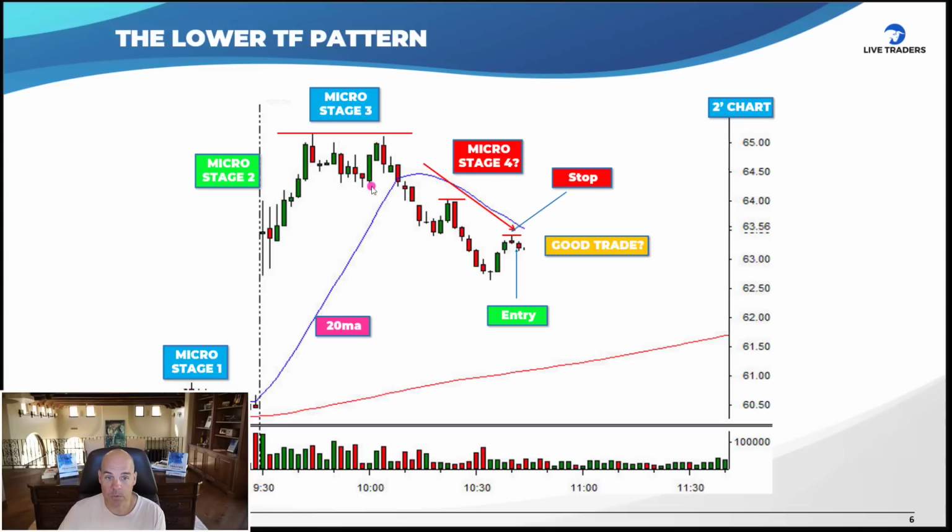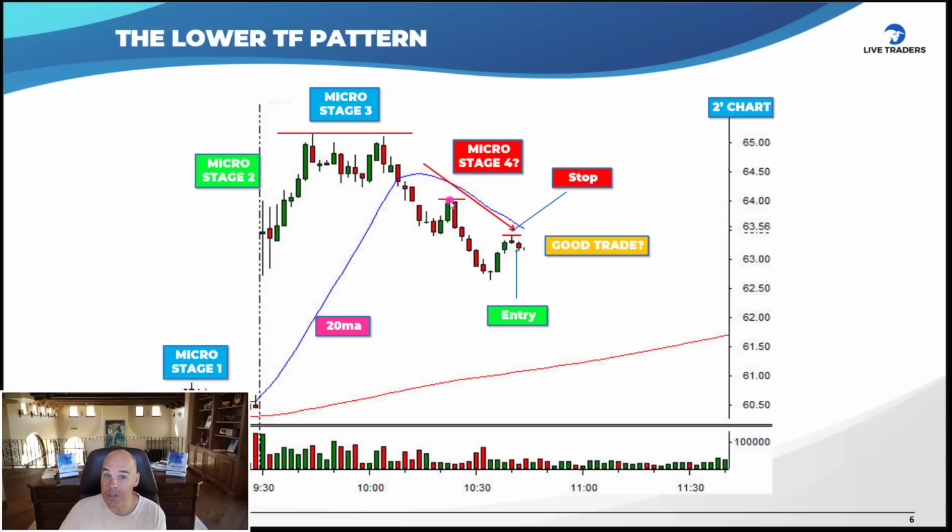Then what happens? It breaks below this support area right here. 64.25 right there. It breaks below that area. Not a good look for the stock. It breaks below the rising moving average. Not a good look for the stock. Then continues lower. It's getting deeper and deeper and deeper. We talk about level and depth of penetration, right?